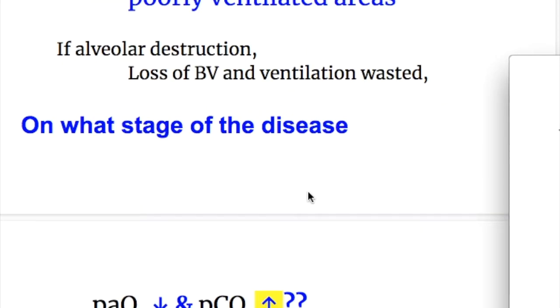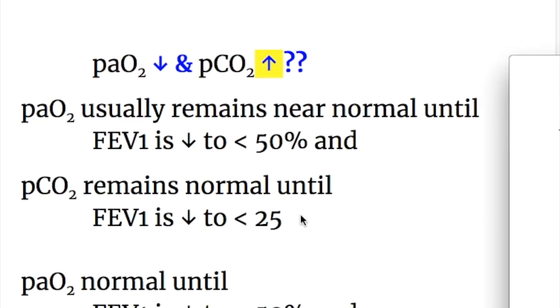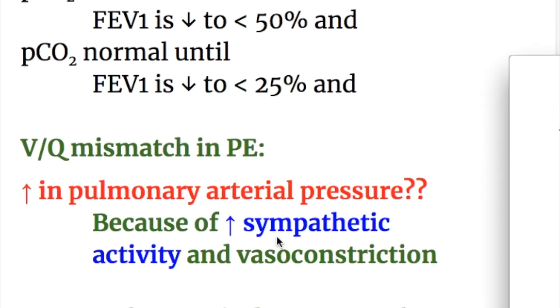At what stage of COPD does PO2 decrease and PCO2 increase? PO2 usually remains near normal until FEV1 is reduced to less than 50%, and PCO2 remains normal until FEV1 is reduced to less than 25%. So PO2 is normal until FEV1 is reduced to less than 50%, and PCO2 is normal until FEV1 is reduced to less than 25%.